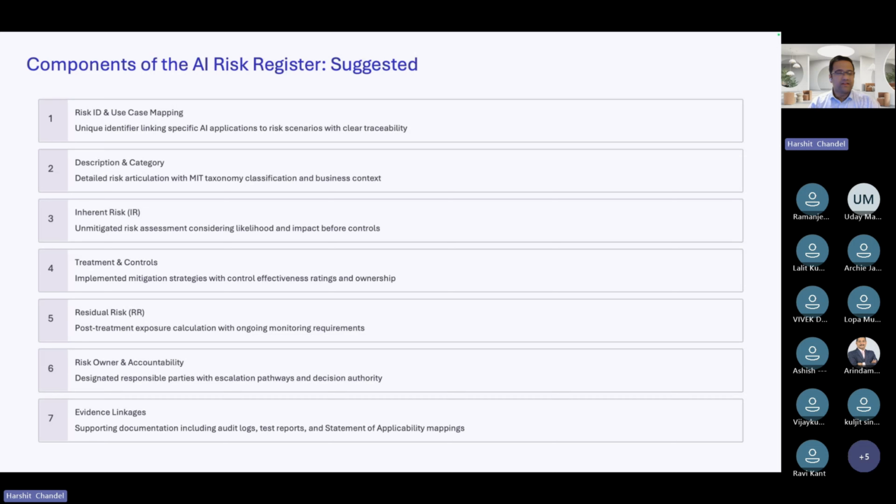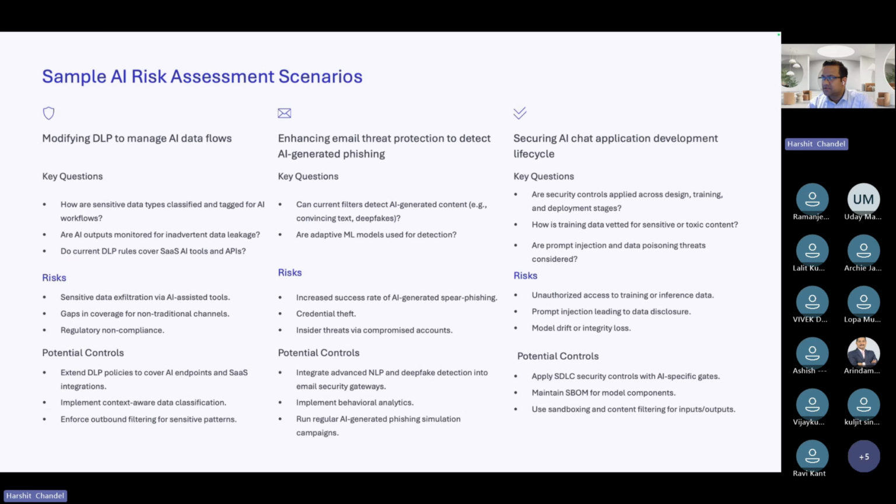So this is definitely a critical component in risk management, that you need to understand the inherent risk to actually perform the right classification, etc., etc. So unmitigated risk assessment, considering the likelihood and impact before the control is implemented. Treatment and control, again, the foundational concept of risk management. Residual risk, risk owner and accountability, and evidence linkages.